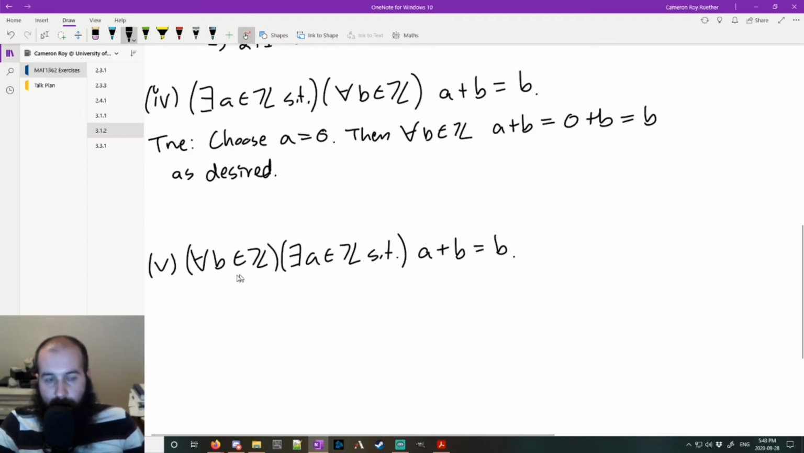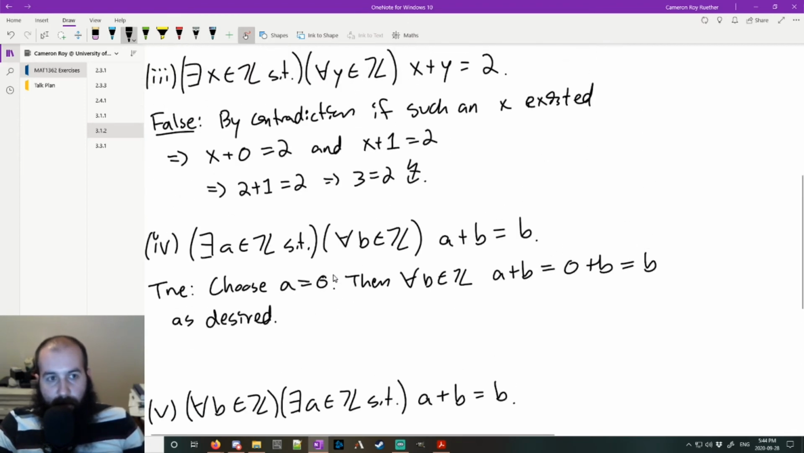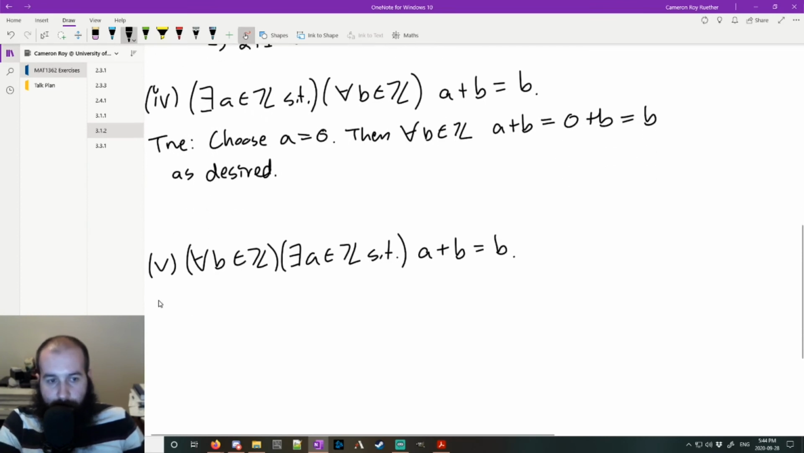Part 5 swaps the order. Instead of choosing a first, we're given b first, and then we have to choose a. Previously, when we swapped the order of two statements, it ended up changing the truth value, but that is not always the case. Here, this is also true. Since the for all b clause comes first, we are now given b with no control, and then we get to pick a. Here, we had to pick a, and then it had to work for all b. And so this is a demonstration of how the order matters.